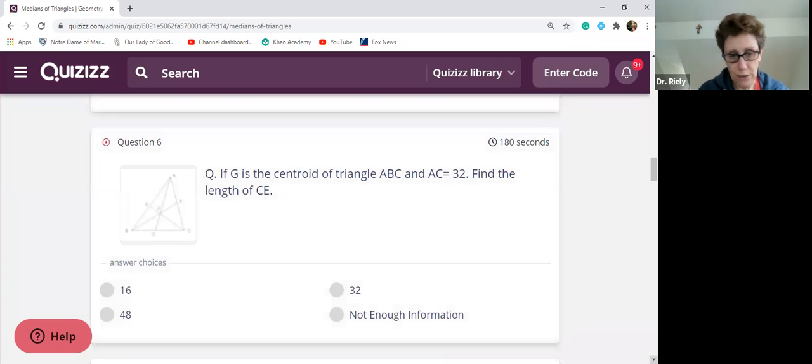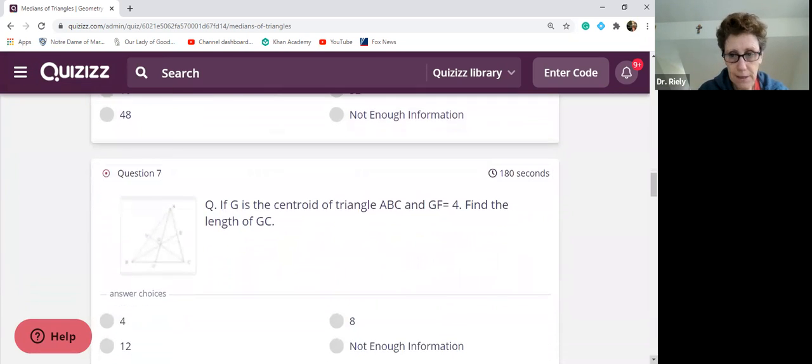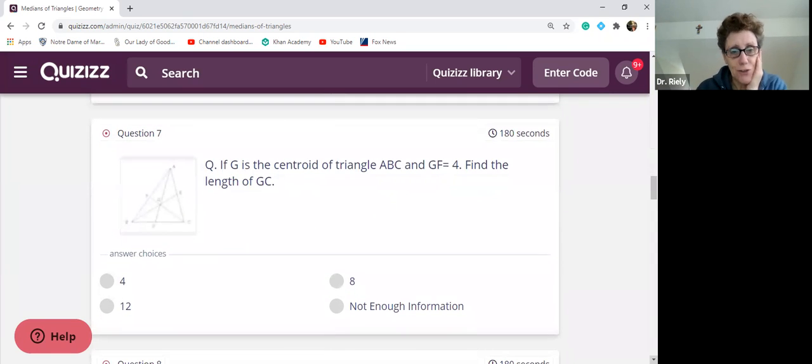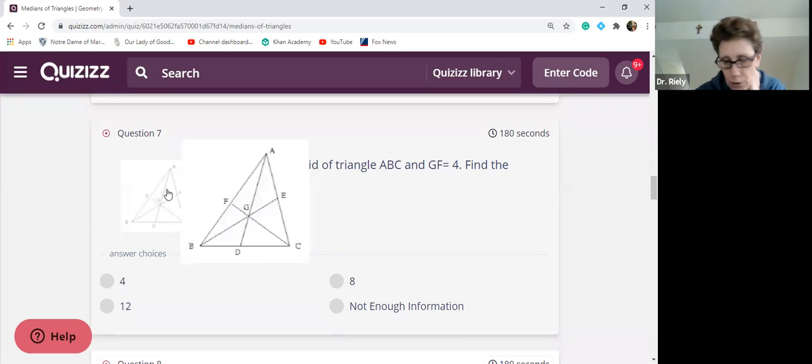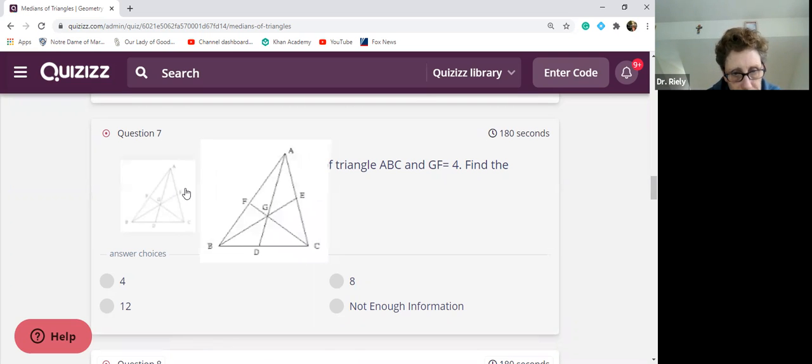That brings us down to question number 7. If G is the centroid of triangle ABC, again, G has to be where the 3 medians connect, and they're telling us GF is 4, find the length of GC. So let's look at our picture. Where is GF? GF is the smaller piece. If GF is 4, and they want us to find GC, GC is the bigger piece.